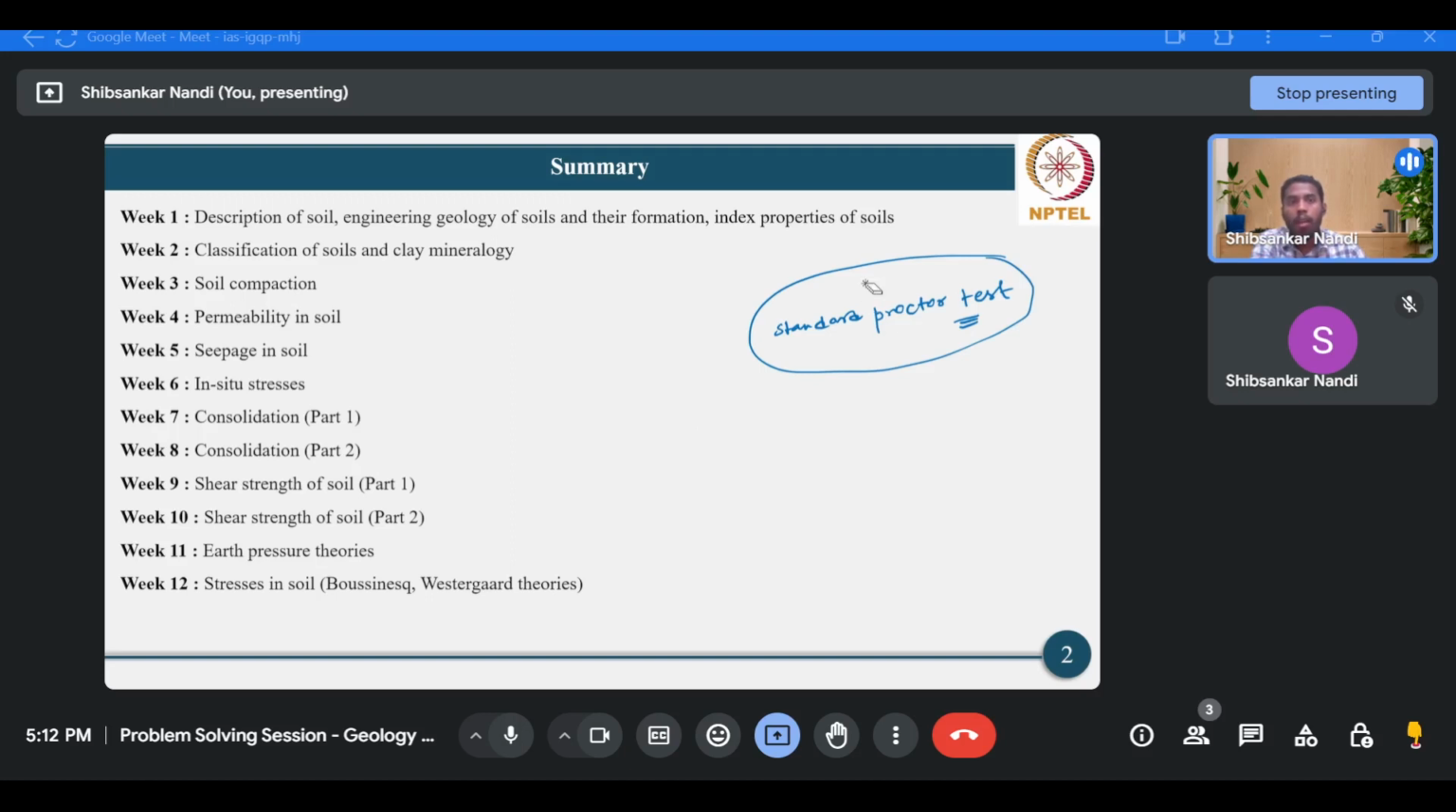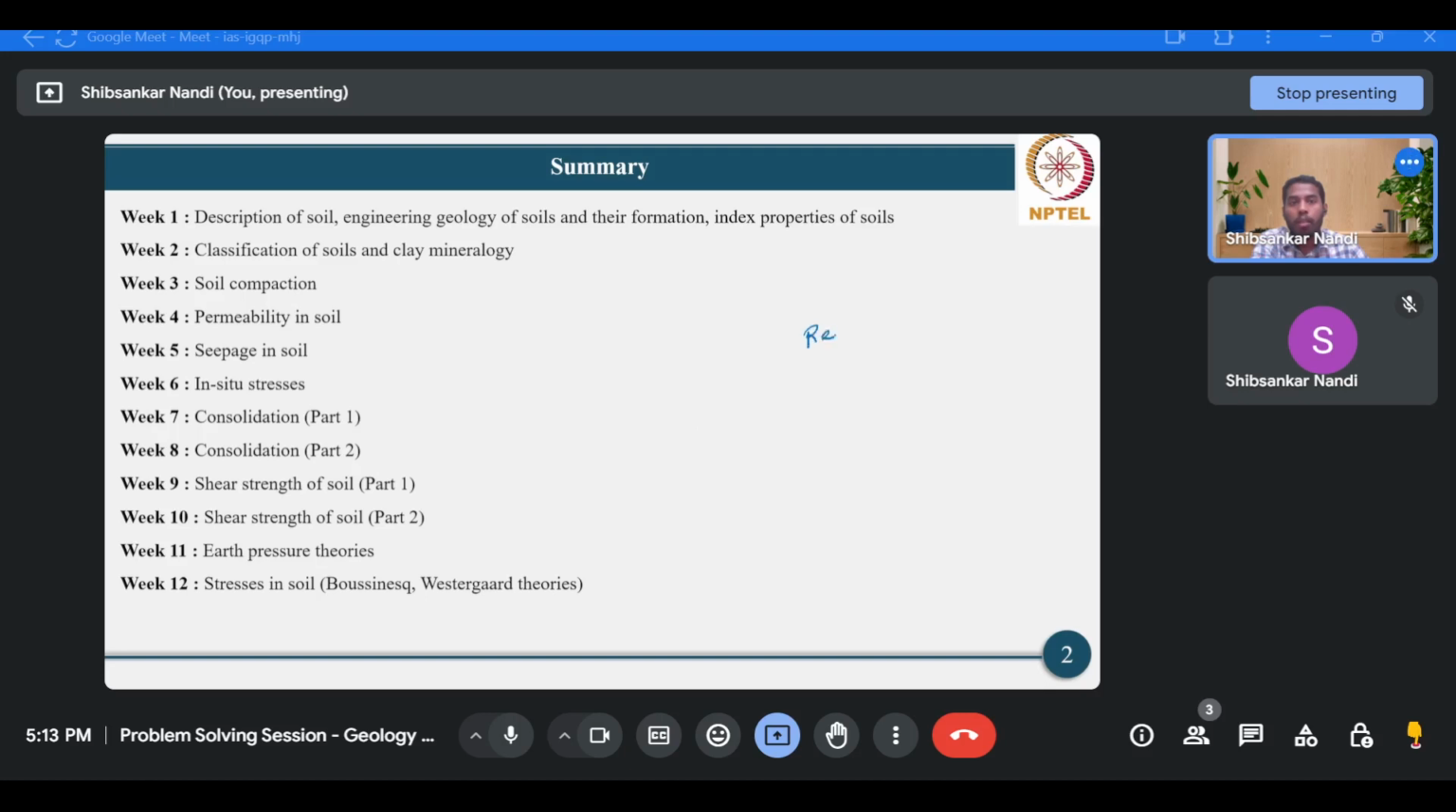Now, while we try to ensure this laboratory condition in the field, that this much compaction or this much unit weight we should achieve in the field, there should be some terminologies or indices through which we can realize that this much unit weight we have achieved in the field. For that also we have different types of tests and standard specifications.